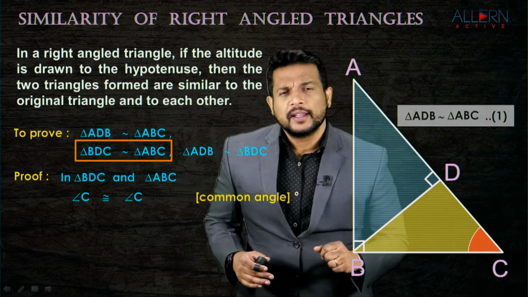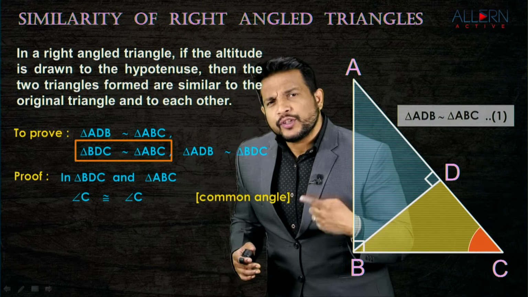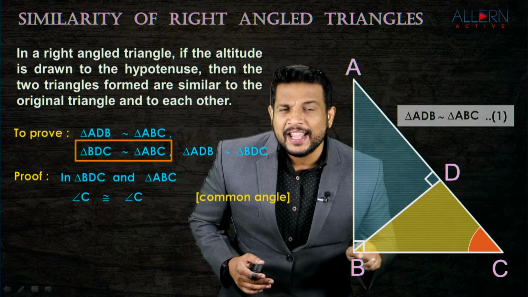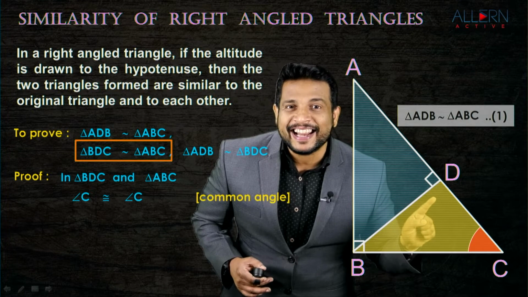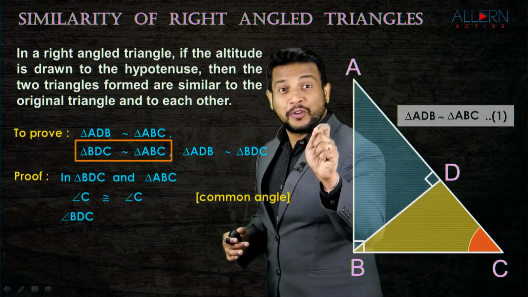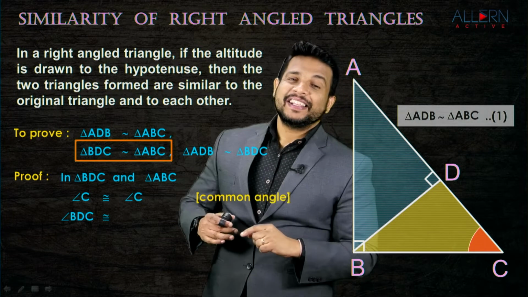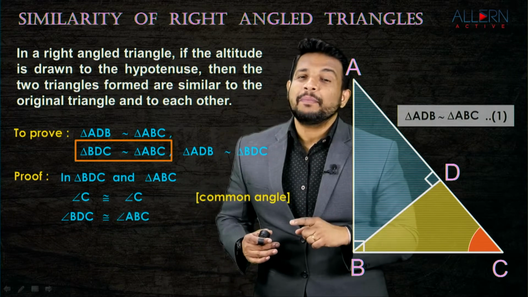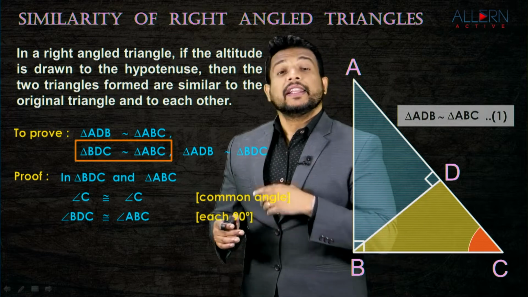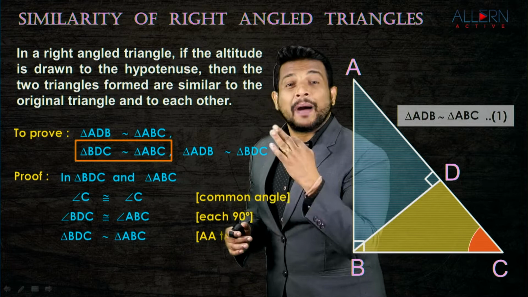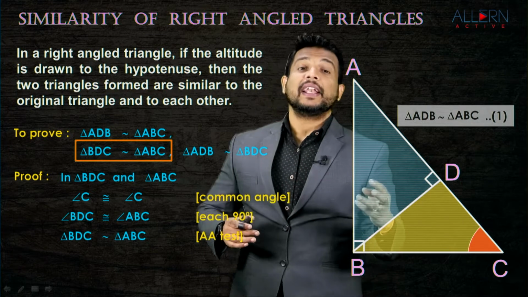Beautiful. What else? Do we have one more pair of angle which is congruent? Yes, because you see an angle here, this is 90, and you see an angle D here, this is 90. Both are equal, both are congruent because each is a right angle. So we write that angle BDC is congruent to angle ABC, and the reason is each is 90. That means we say that both the triangles, they are similar to each other by a test of similarity.